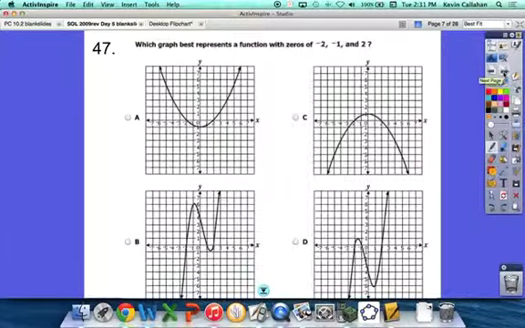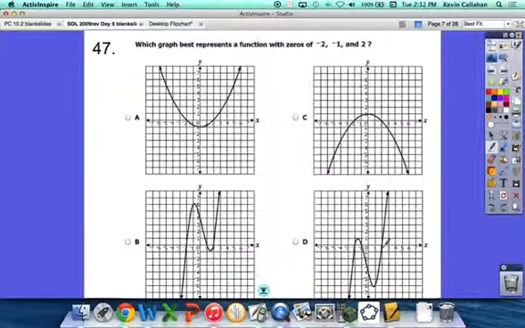Okay, which one of these graphs represents the zeros, -2, -1, and 2? Right, so again, we've already kind of reviewed this concept in this set of problems, but the zeros are the x-intercepts. So which one? It's got to have 3, so it can't be this one and it can't be this one. But these are not the right values. These are -2, -1, and 2.